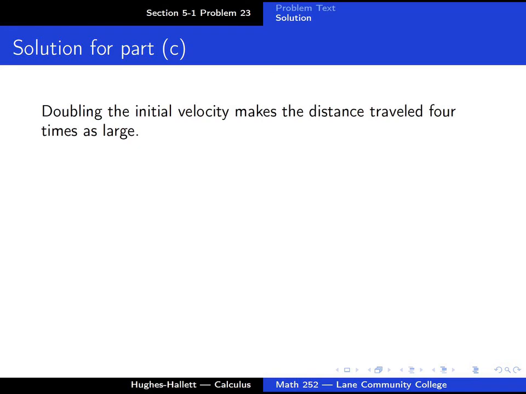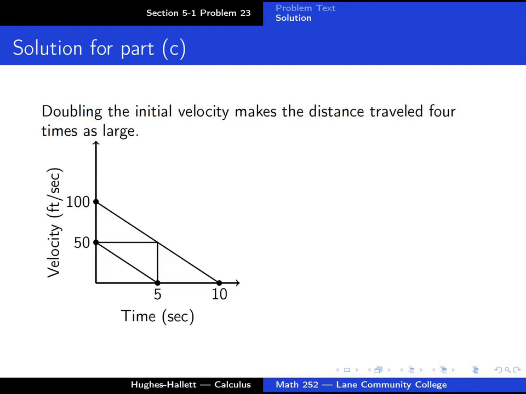Now, it's easy to see that doubling the initial velocity makes the distance traveled while you're coming to a stop 4 times as large. Here I've put our 2 graphs together. I've got the first graph in the lower left, and above it you see the graph of the second velocity. And it's easy to see from this picture that the area underneath the second curve is going to be 4 times the area underneath the first curve.